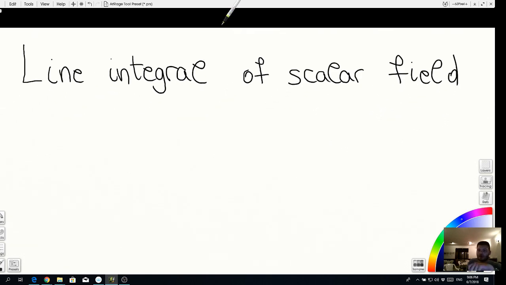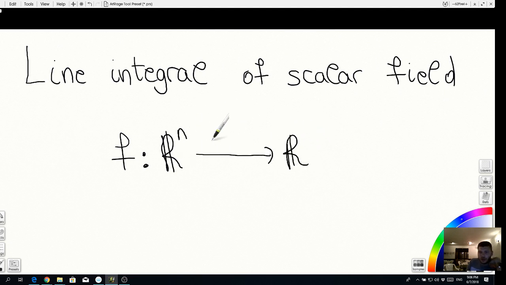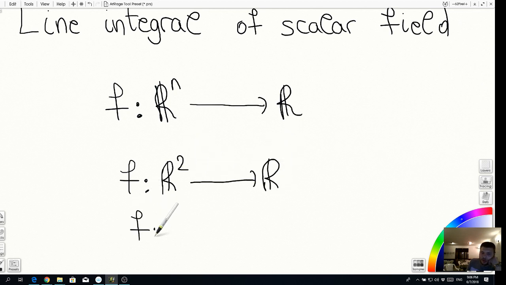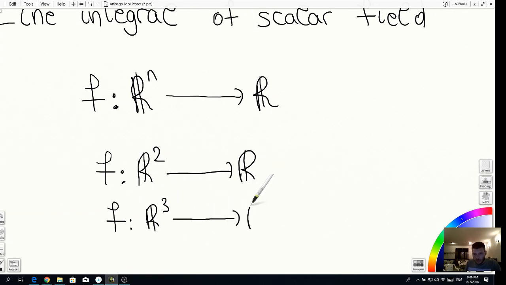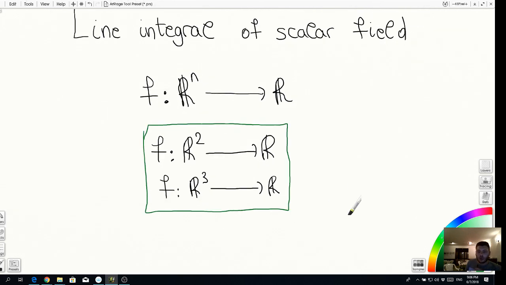Okay. First, what is scalar field? Scalar field is nothing else but some function f from a real n-dimensional space to a real line. In this video I will be particularly interested in functions from R2 to R and functions from R3 to R. Okay. Now, what is line integral of scalar field?